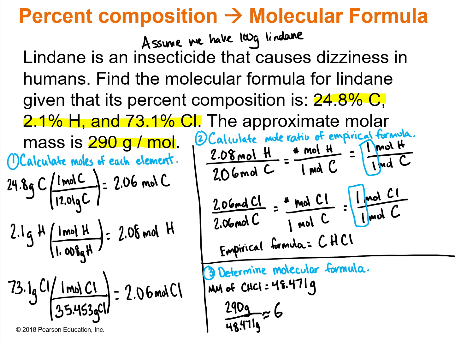When you do this math, it should be fairly close to a whole number. What that means is that we're taking our empirical formula and multiplying it by 6. And that's our molecular formula.